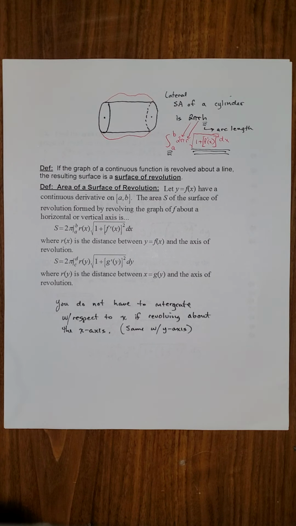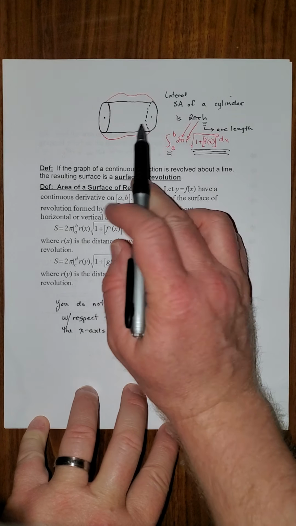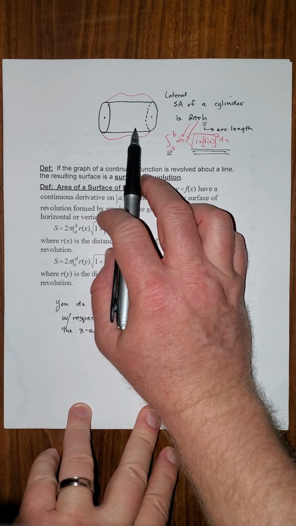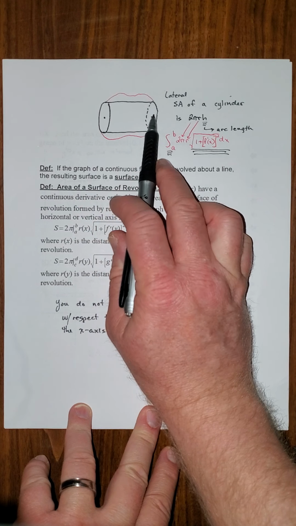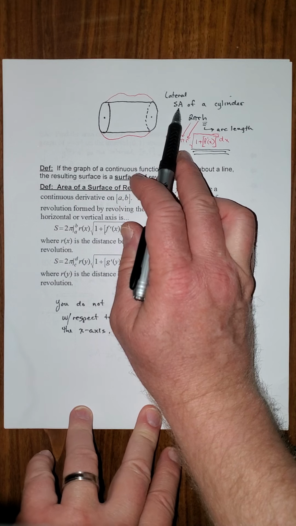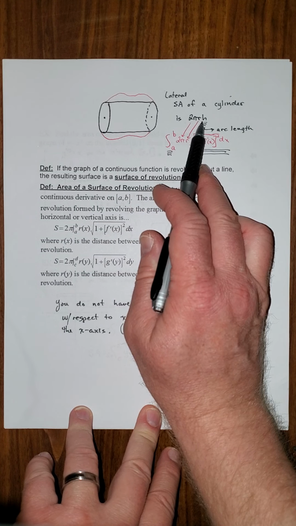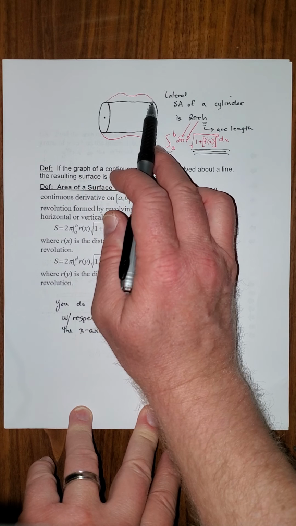Now, the next thing we're going to do is surface areas of revolution. If you happen to look at a cylinder, the lateral surface area, in other words, don't include the circles on the ends. The surface area of a cylinder is 2 pi RH. H, think of that as an arc length right here.